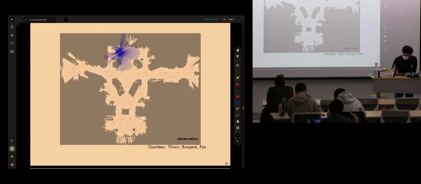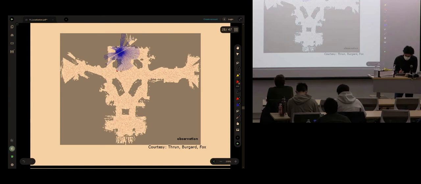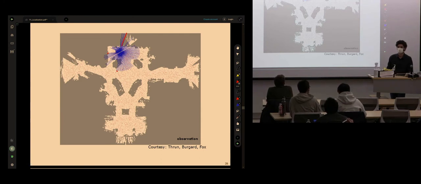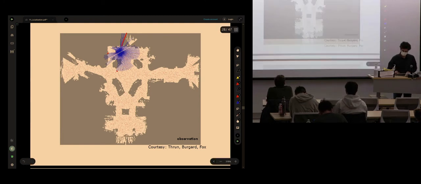These blue lights: some of them will hit the max range. Some of them will hit the obstacles. And some of them will go through the wall. Probably there was a glass. The laser can go through the glass, anything transparent. You're just not going to observe that as an obstacle. That's a problem too. So we get the measurements.